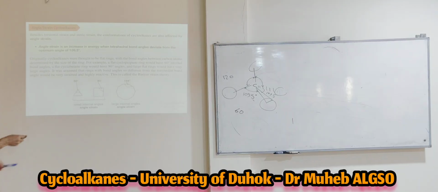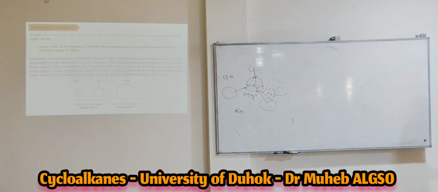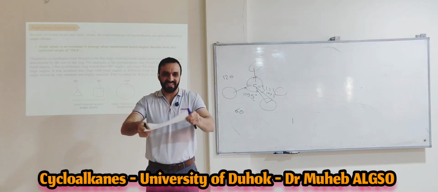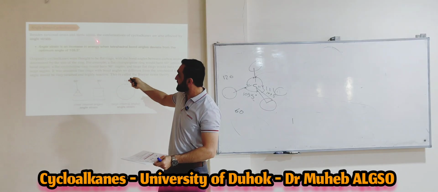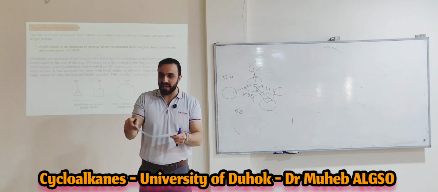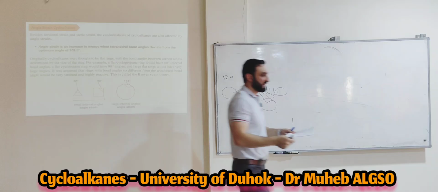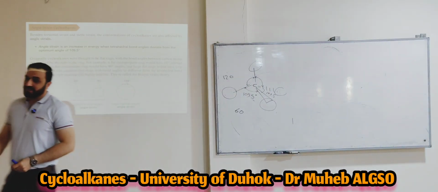What do torsional strain and steric strain mean? Torsional means twisting. If I take this, for example, this is the torsional strain. And the steric strain: if we have a substituent group here and another substituent group, and they are closer to each other, we have a steric effect. You know the steric effect, yes? But this is the torsional effect, the twisting.